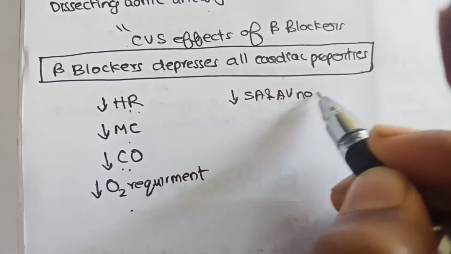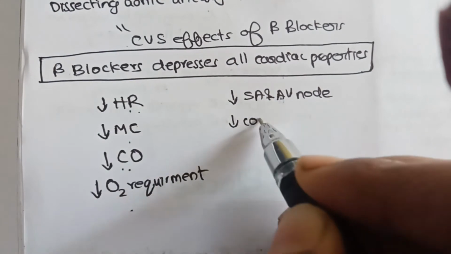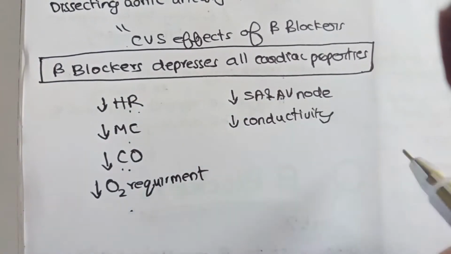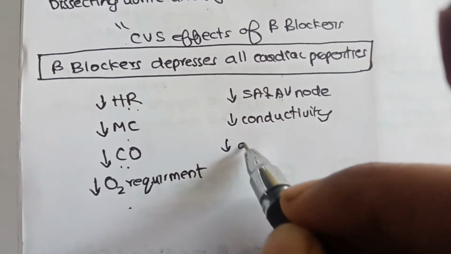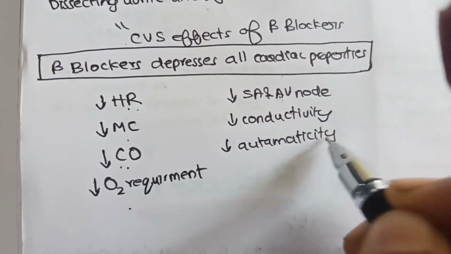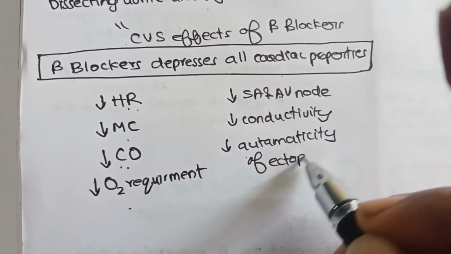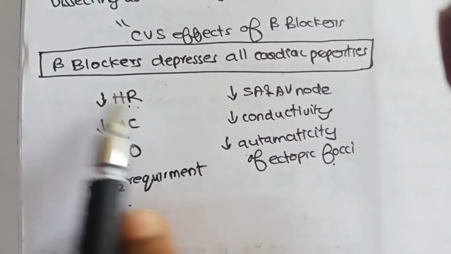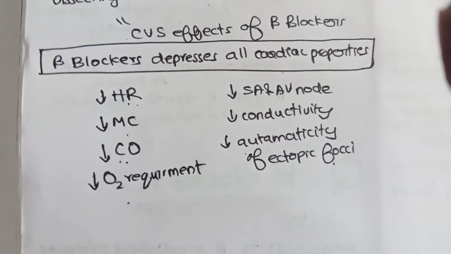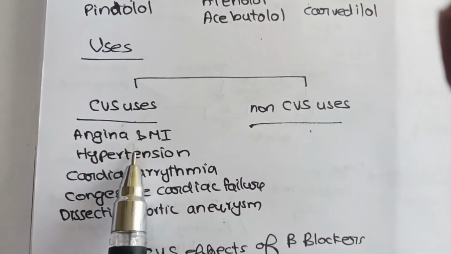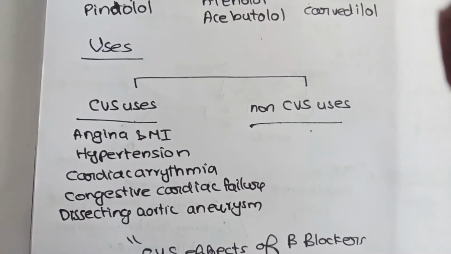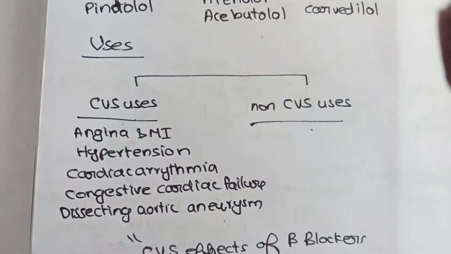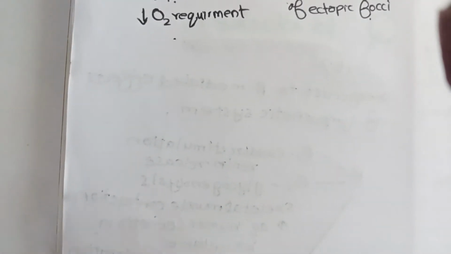In addition to this, they decrease the impulses from the SA and AV node, which decreases the conductivity and also decreases the automaticity of ectopic foci. So overall, beta blockers depress most of the cardiac properties, and that is why they are used in all of these serious cases. Now coming to the non-serious uses of the beta blockers.